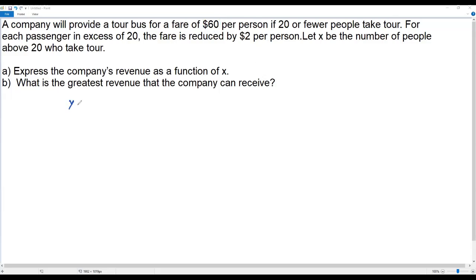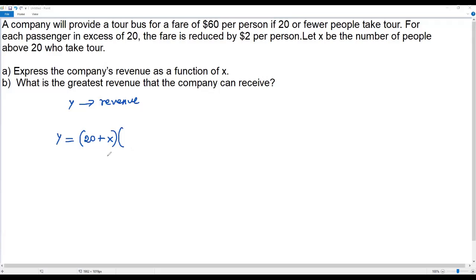So the first thing is to write the company's revenue as a function of X. Let me assume y as the company's revenue. To get the revenue function, I have to multiply the number of people who take the tour by the fare per person. The question says X is the number of people above 20 who take the tour. So the number of people who take the tour is going to be 20 plus X, because X is the number of people above 20. So 20 plus X stands for the total number of people who take the tour.